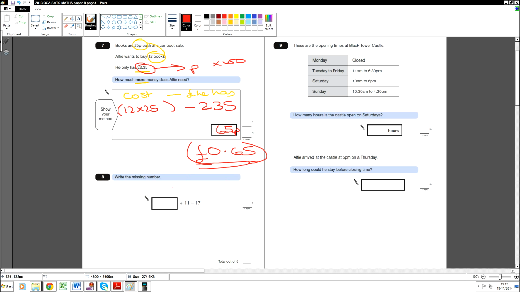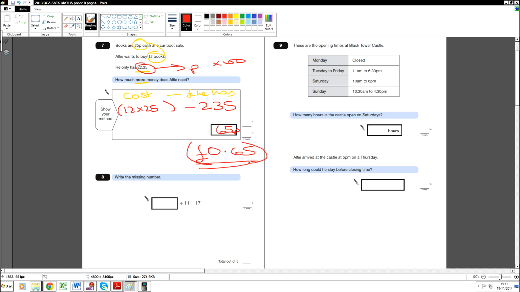Right, are we happy with that question? I'll be happy with the idea because we're going to work out the cost of the books, and because we know that's more than how much money he has, we have to work out the difference. So the cost is more, and the money he has is less, so you have to work out the difference. That's how I wrote the idea down. Let's move on to the next question now.